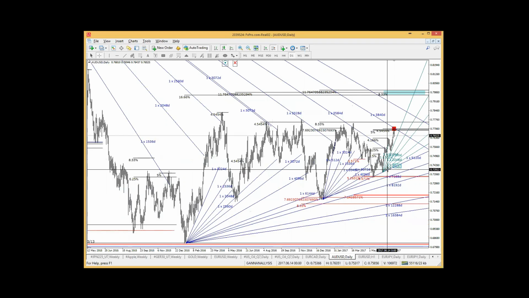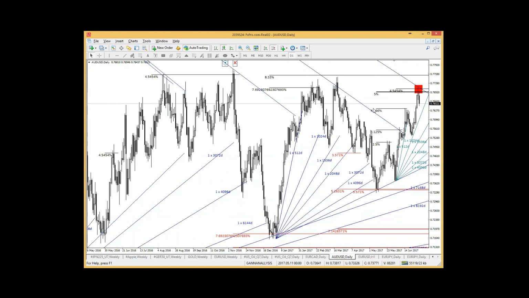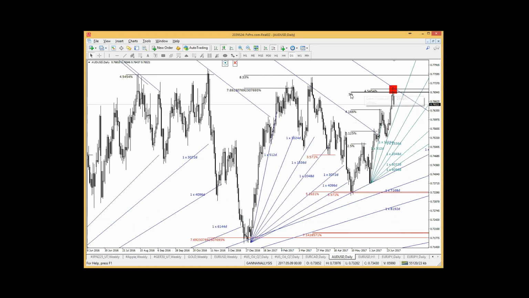If we go back here, we can see that 4.5454 has stopped the market here and here. 5% stopped the market here, 4.5454 also here. So historically, we can see that the market was following 5% and 4.5454 in the past.